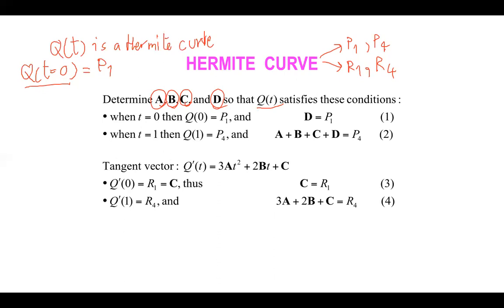Can you see this? Yes, I understand. Okay. When you substitute t by 0, you get P1. And similarly, when you substitute t by 1, you get P4, the last endpoint. Yes, I understand it now. Okay, you get the point, right? How about the others?